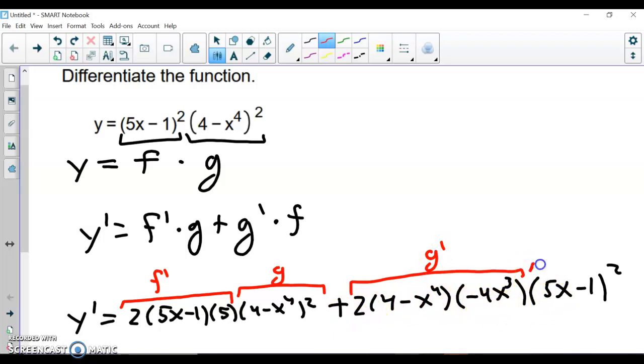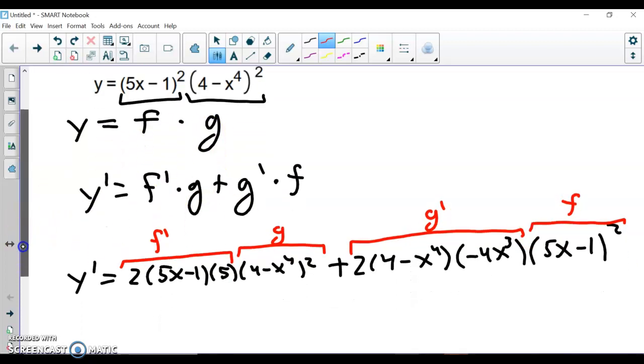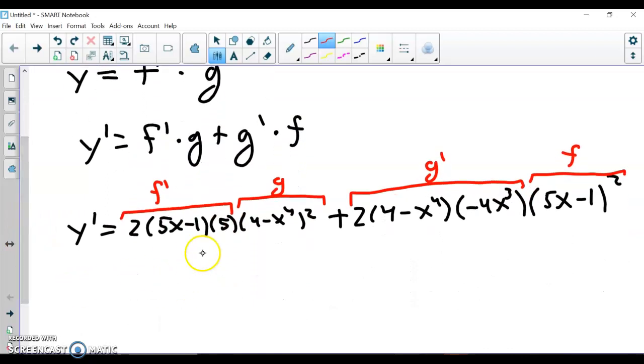And then it was times the first, which we called f. So there's all the pieces. Hopefully you can connect the dots there as far as how we get from here to here now, if you didn't already see them as we worked. And now this is a suitable answer.